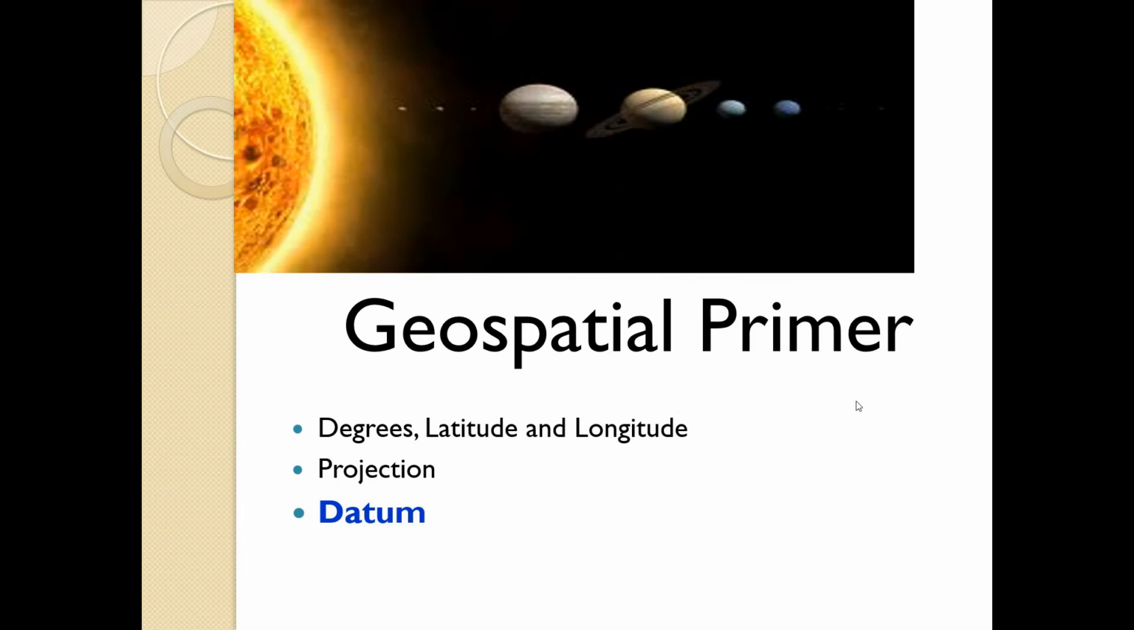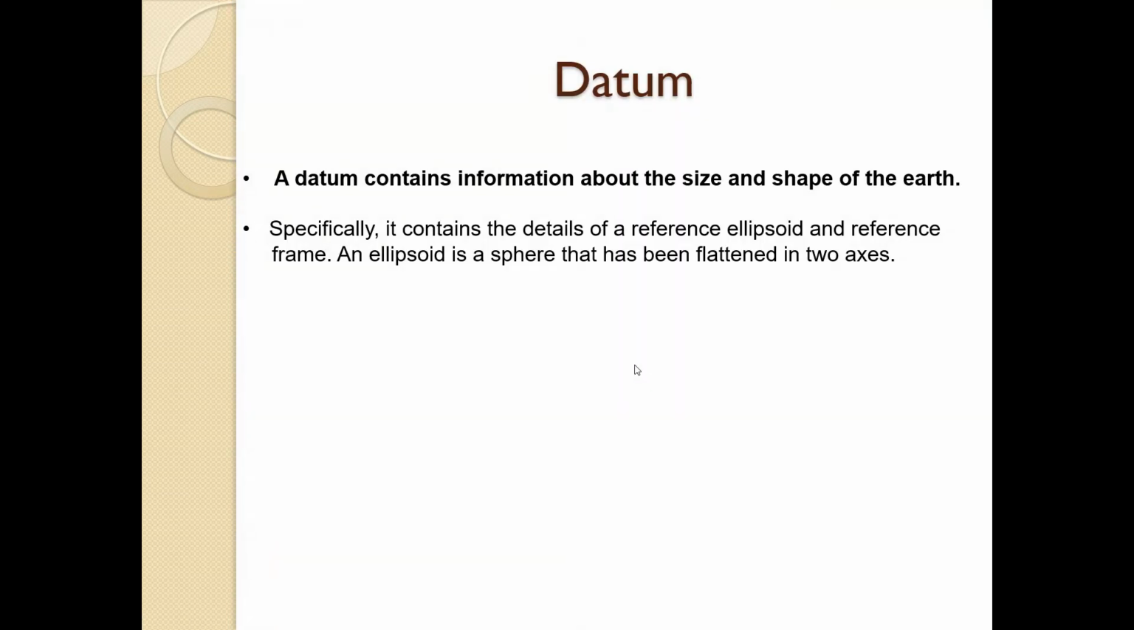The last thing I want to look at now is datum. What is a datum? Well, a datum contains information about the size and the shape of the Earth. So it holds the details of the reference. What is an ellipsoid? Well, that's the object, the model we're using to represent the Earth. And what makes it different from a sphere is that you basically flatten it on two axes.